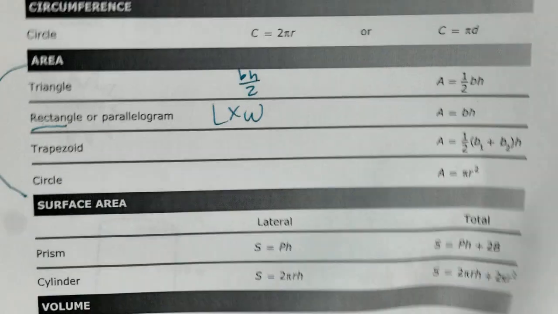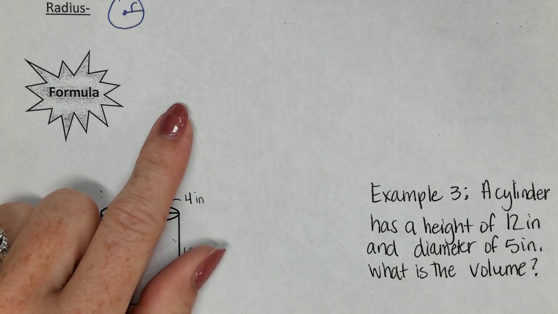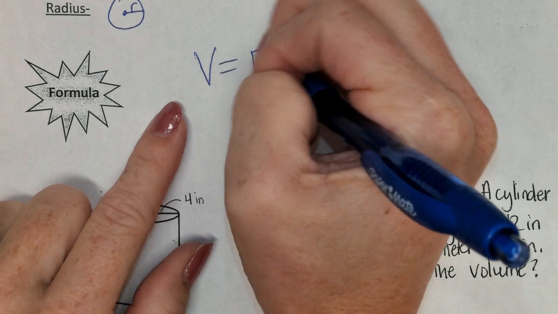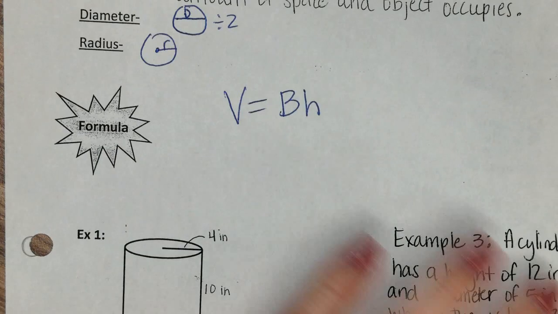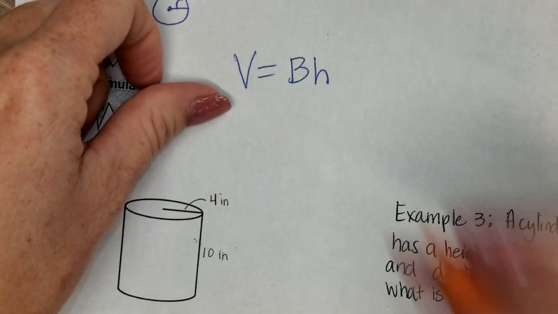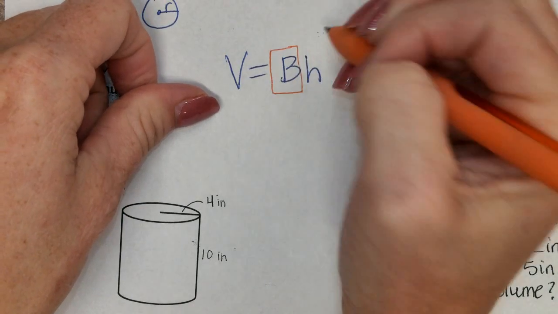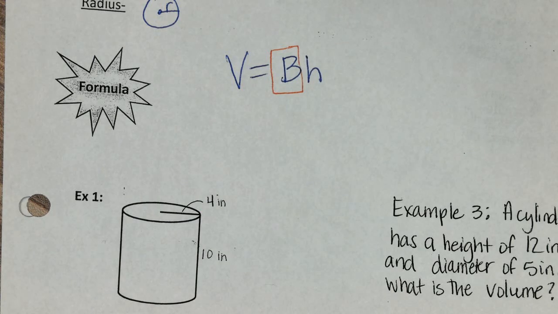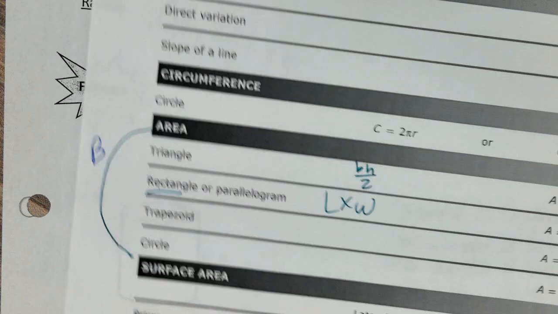Okay, so real quick, go to your notes for the formula and write volume equals big B times little h. Make sure you capitalize the B and the h is lowercase. Are we good? Put a box around the B because we are going to replace it with the area of the base formula. Okay, I'm going to say it again. What does big B mean? Area of the base. What kind of base did a cylinder have? A circle.